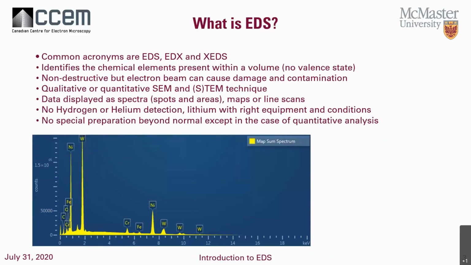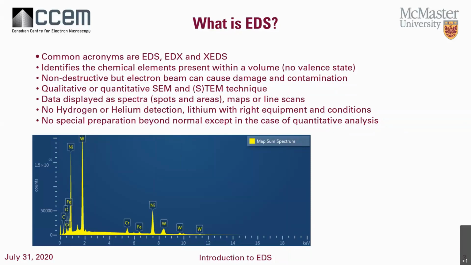So what is EDS? There are common acronyms that are used for EDS, such as EDS, which we've been saying, which I'll use for most of the presentation, and a fewer number of people refer to it as XEDS. It identifies the chemical elements present within a specific volume. We don't get any valence state information that you do with some other techniques.